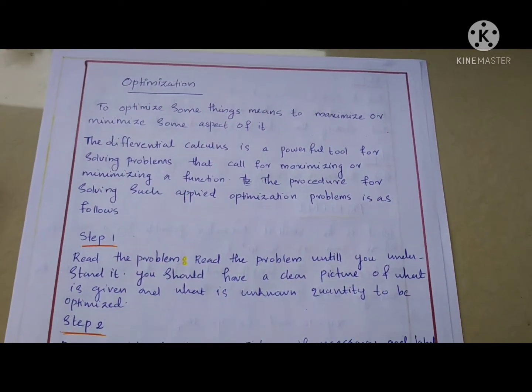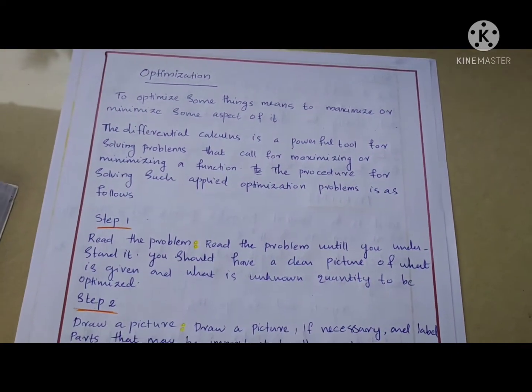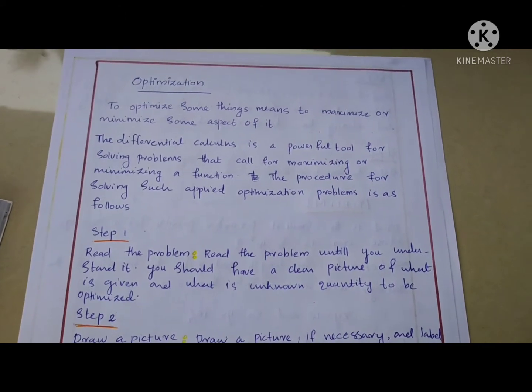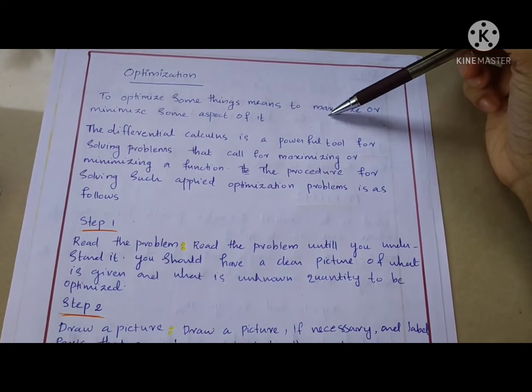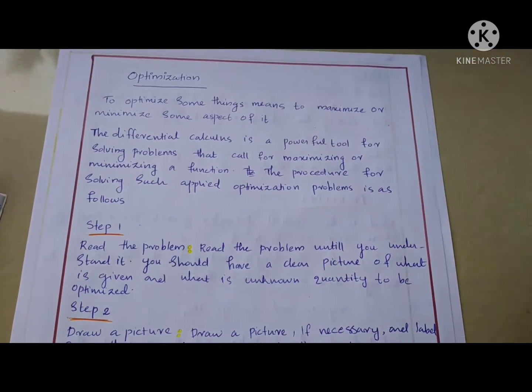Hello, my topic is optimization and two problems. First, we look at what optimization is. To optimize something means to maximize or minimize some aspect of it.